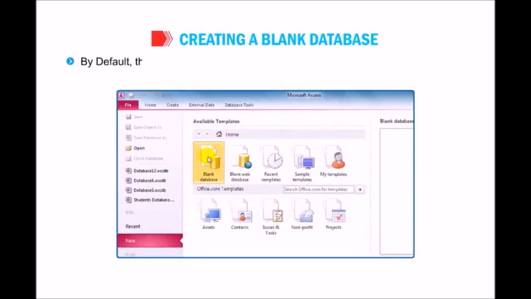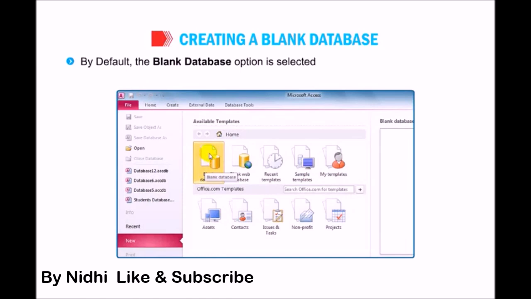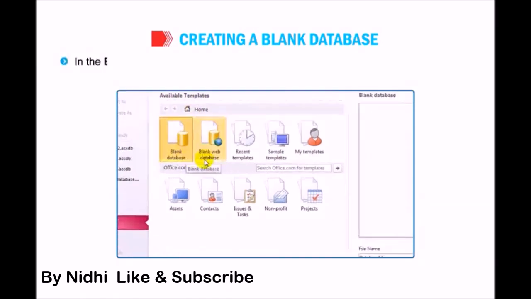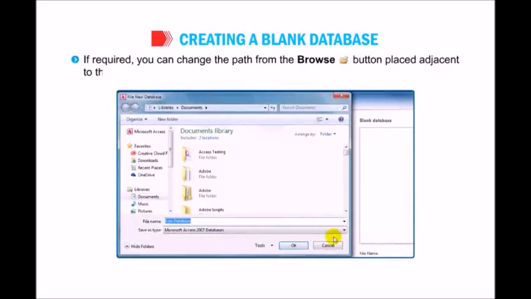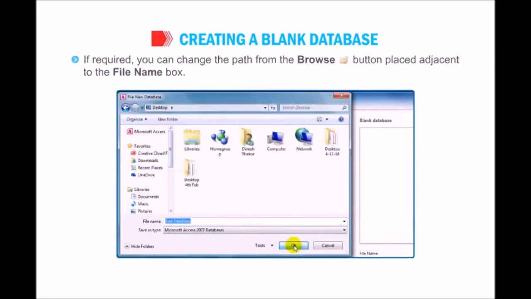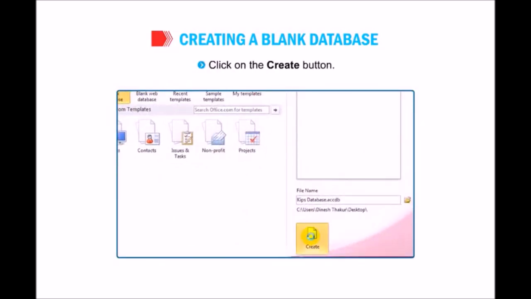By default, the blank database option is selected under the Available Templates section. In the blank database task pane on the right, specify the file name in the File Name text box. If required, you can change the path from the Browse button placed adjacent to the File Name box. Click on the Create button.